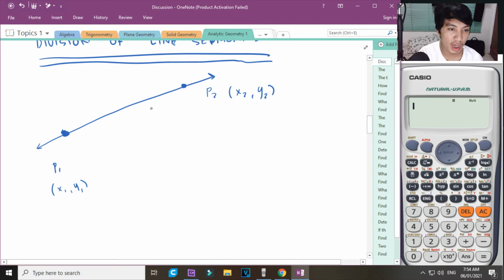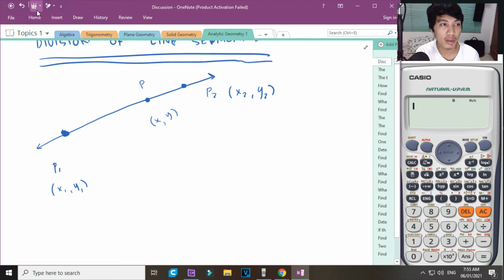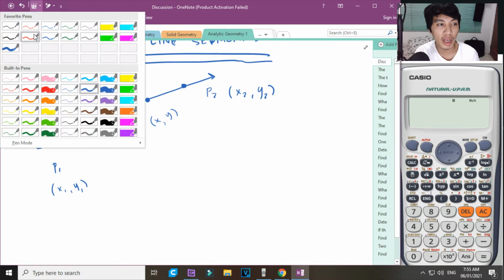And pwede mo siyang, binigyan ka ng division sa kanya, i-divide mo. So, you are given a point, a certain point here. Okay? So, this is point P. Kung saan, hindi mo alam yung coordinates niya. But, binigyan ka lang ng x and y coordinate dyan. Now, how will you know the lengths of the segment? Ngayon, ganito yan.